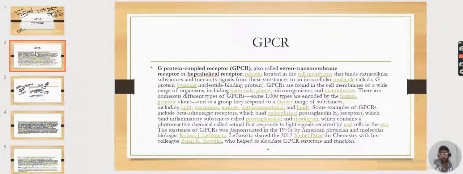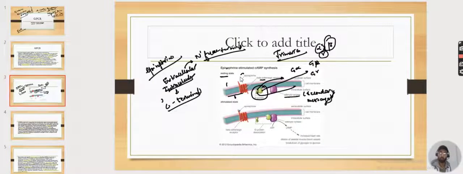G protein coupled receptor, GPCR, is also called a 7 transmembrane receptor or heptahelical structure. It is a protein located in the cell membrane that binds extracellular substances and transmits signal from these substances to an intracellular molecule, that is a G protein. As we have seen here, the signal would come from here and be transferred to the G protein.